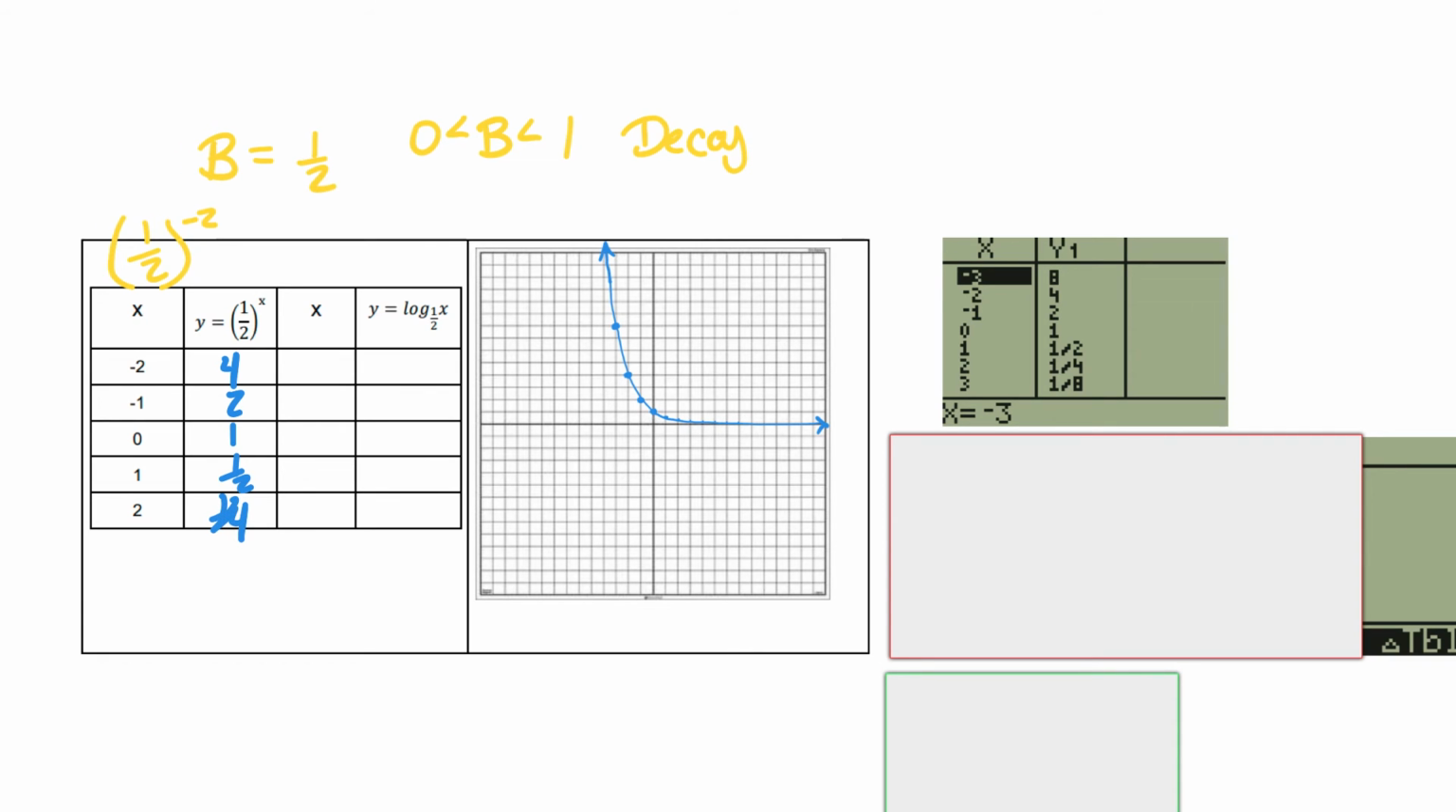Just like that. And again, you can see the log base 1/2 over there. That is this function's inverse. So it's going to resemble it, but it's going to be an inverse function.